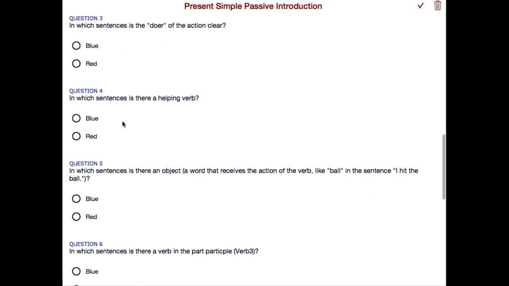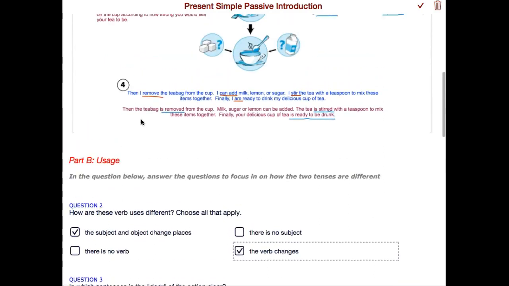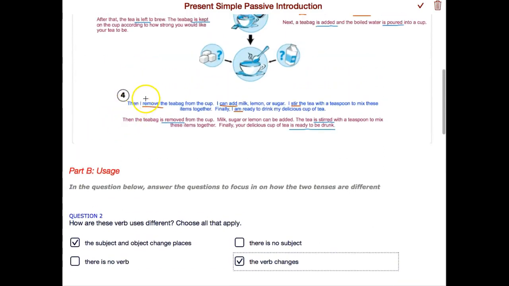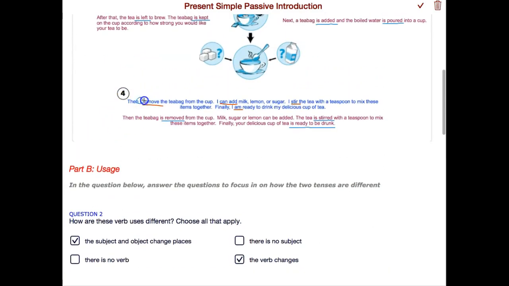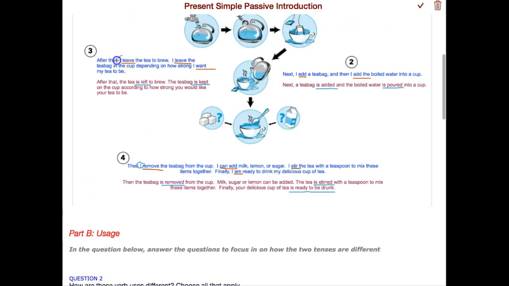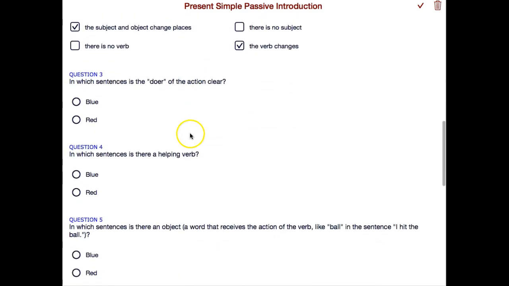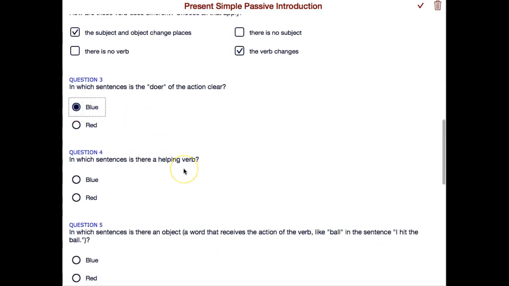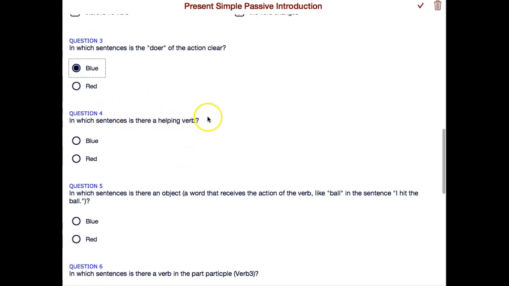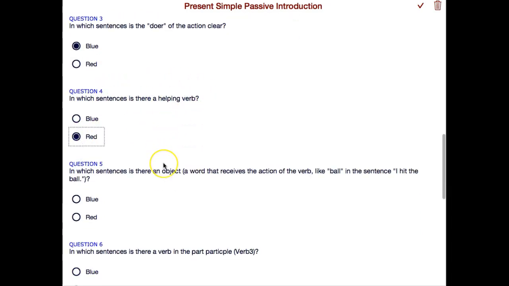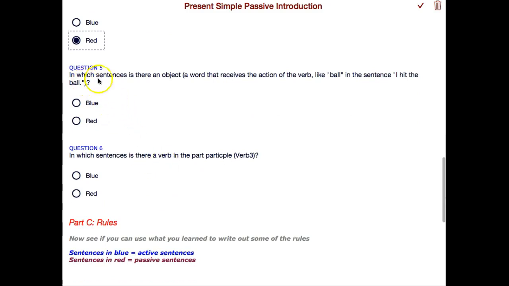In which sentence is the doer of the action clear? The person who does the action, in the active or the passive? Well, clearly it is the active sentences. And that's the key idea behind the passive voice. Okay? In which sentence is there a helping verb? Usually read. We already talked about that. And in which sentence is there an object? In the blue. That's what we talked about up here.